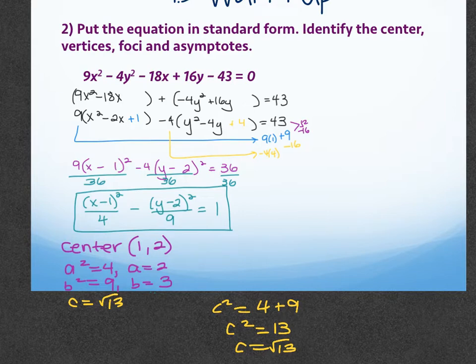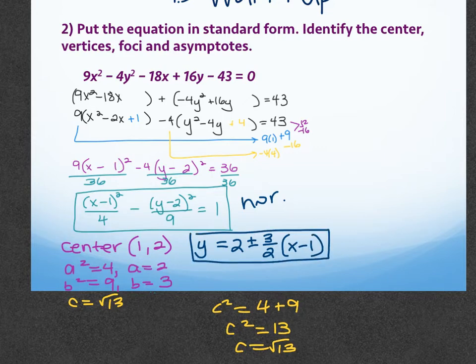And then it also asked me to get the asymptotes. I can get those already. Y equals, is this a vertical or a horizontal hyperbola? Horizontal, because the x comes first, right? So this is k, which is 2, plus and minus b, which is 3, over a, which is 2, x minus 1. There's my asymptotes.